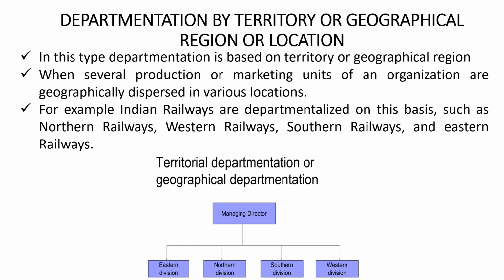Next type is departmentation by territory or geographical region or location. In this type, departmentation is based on territory or geographical region, when several production or marketing units of an organization are geographically dispersed in various locations. For example, Indian Railways is departmentalized on the basis of zones such as Northern Railways, Western Railways, Southern Railways, and Eastern Railways.